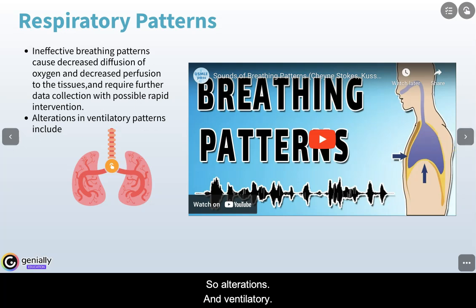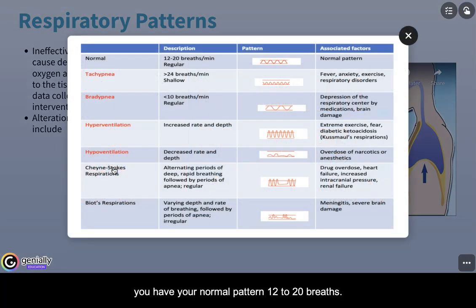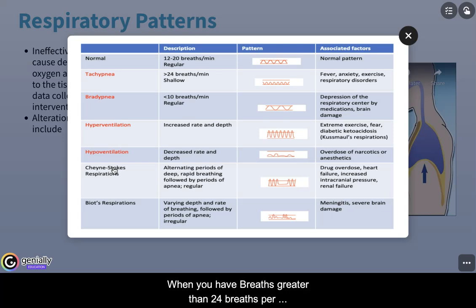So alterations in ventilatory patterns include, first of all, your normal pattern, 12 to 20 breaths. Tachypnea is when you have breaths greater than 24 breaths per minute and shallow. This can happen because of fever, anxiety, exercise, respiratory disorders. If you notice the pattern there, it shows that they're breathing faster.